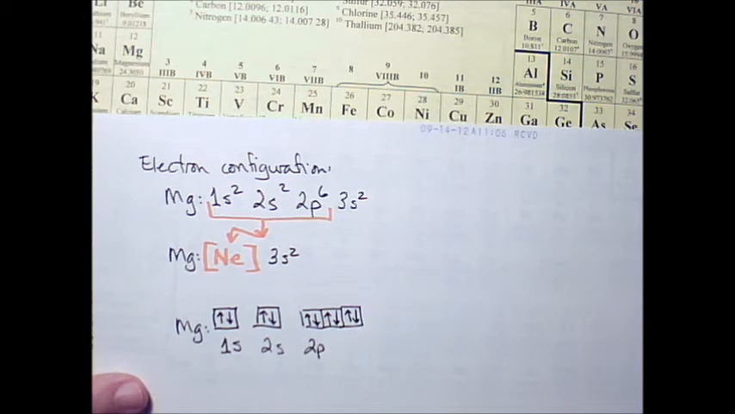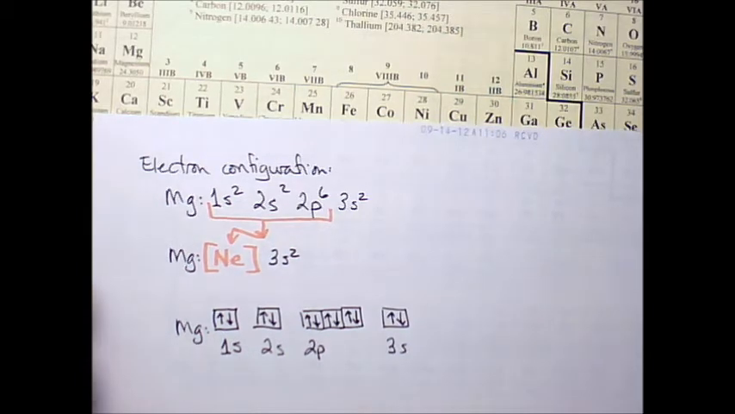Okay? And then we get to 3s, and we have 2 arrows. And that's the orbital notation. And I believe that's about everything we covered in this unit. I mean, so far in this week.